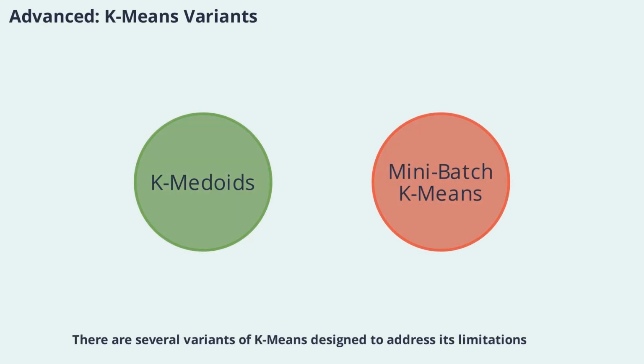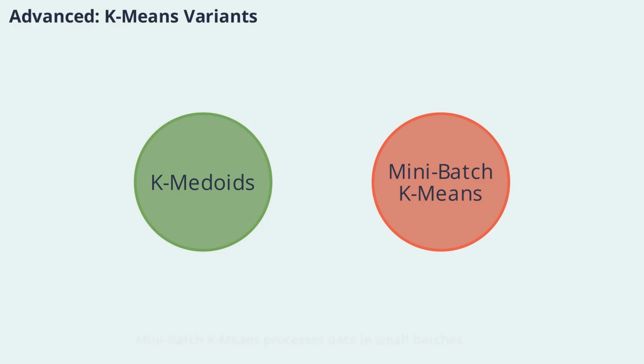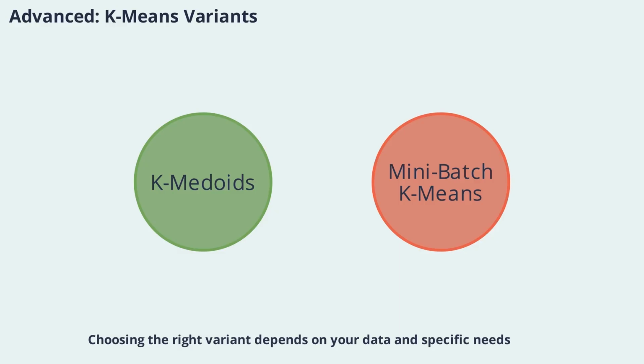There are several variants of kmeans designed to address its limitations. For example, k-medoids uses actual data points as cluster centers, making it more robust to outliers. Mini-batch kmeans processes data in small batches, improving speed for very large datasets. Choosing the right variant depends on your data and specific needs.